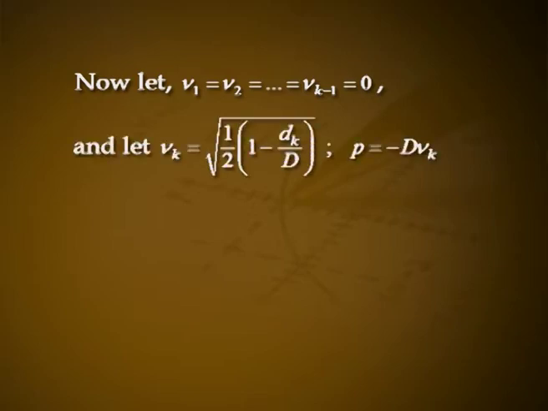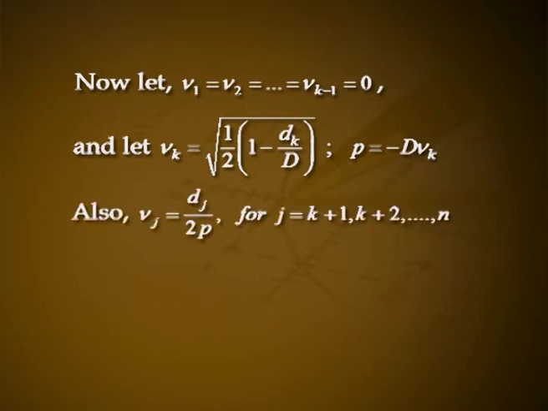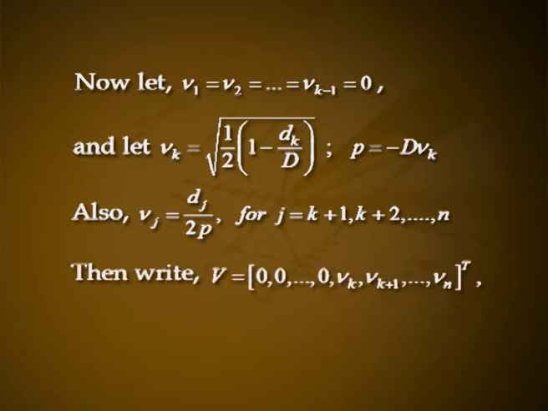Now, let v1 equal to v2 equal to etc. equal to v(k-1) equal to 0 and let vk equal to square root of 1 by 2 into 1 minus dk by capital D. Let p equal to minus capital D into vk. Also, vj equal to dj by 2p for j equal to k plus 1, k plus 2, etc., n. Then write V equal to the row matrix 0, 0, etc., 0, vk, v(k+1), etc., vn, all transpose, where norm of V equal to 1. Now, the matrix Pk is Pk equal to I minus 2 V V transpose.